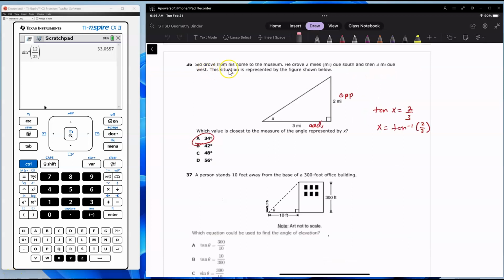Sid drove home from the museum. He drove 2 miles due south, 3 miles due west. We have opposite and adjacent, so it's going to be the tangent of x equals 2/3, and we're trying to find the angle, so we're going to use the inverse tangent. So your answer will be 34 degrees.